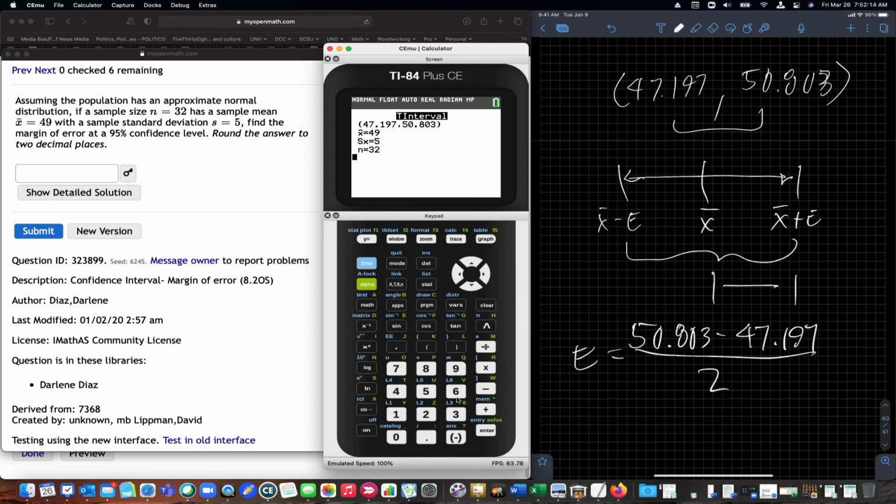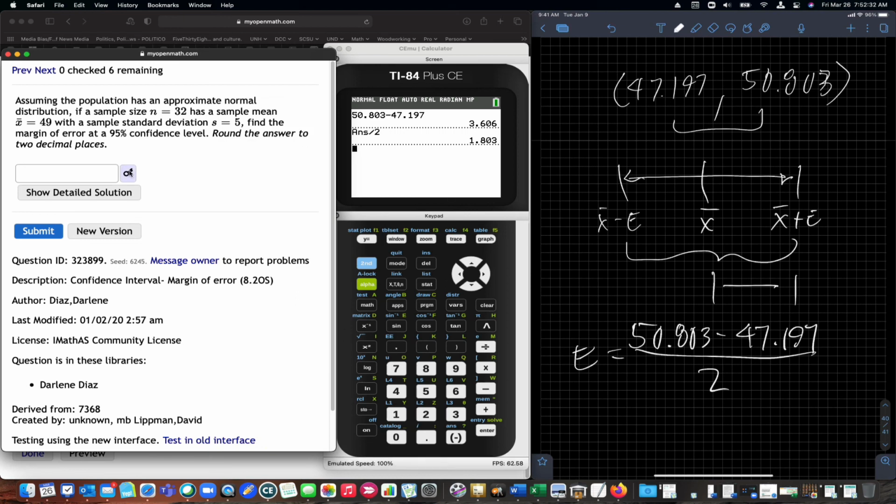And so we get 50.803 minus 47.197. Hit enter, divide that by 2, and we get the error, which is 1.803.